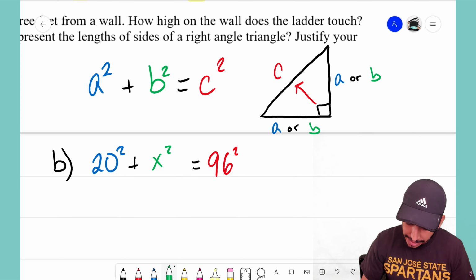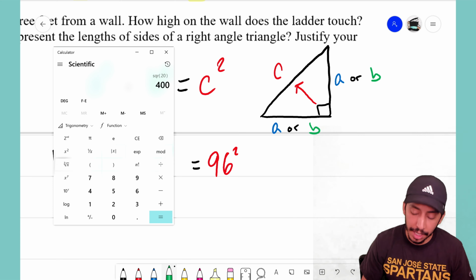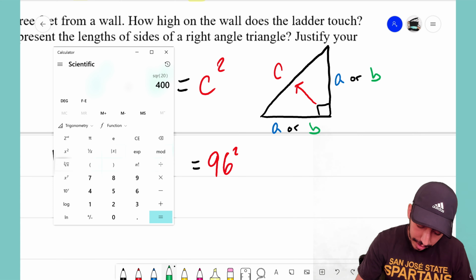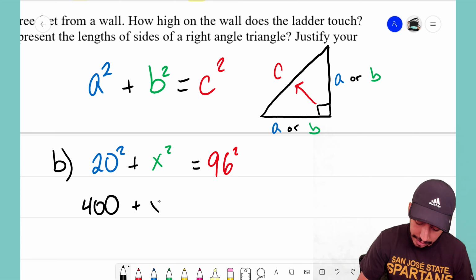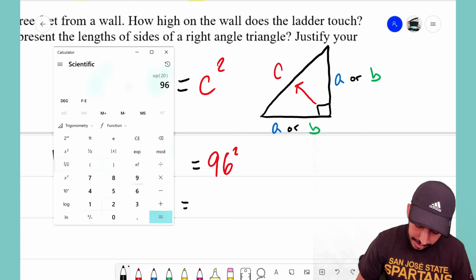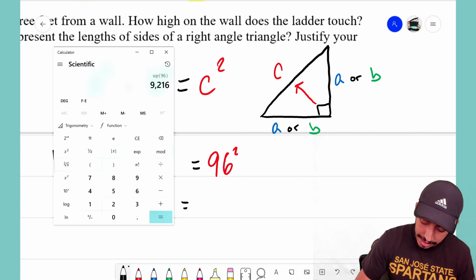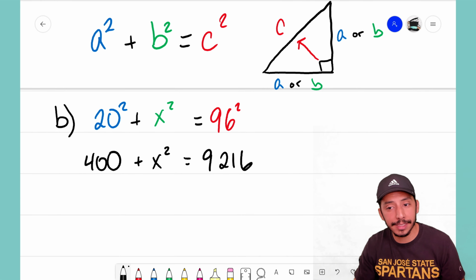Okay, so let's get our calculators out because it might be helpful here. 20 squared. I don't know that off the top of my head, so I'm going to type in 20. I'm going to hit the squared button there. It looks like 20 squared gives us 400, so this turns into 400 plus x squared, equals 96 squared. So I'm going to type in 96. I'm going to square that. Got a big number, 9,216.